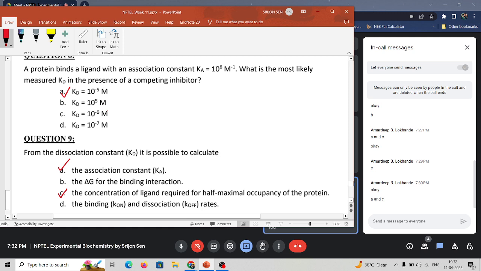You can calculate the association constant, which is equal to 1 by Kd. Also, you can calculate the concentration of the ligand which is required for half maximal occupancy of the protein. Anything else? Whenever you have a Kd value, you can definitely calculate the Gibbs free energy for the binding interaction. So your delta G equals minus RT ln Ka, which equals RT ln Kd. So your A, B, C, all three are the correct options.